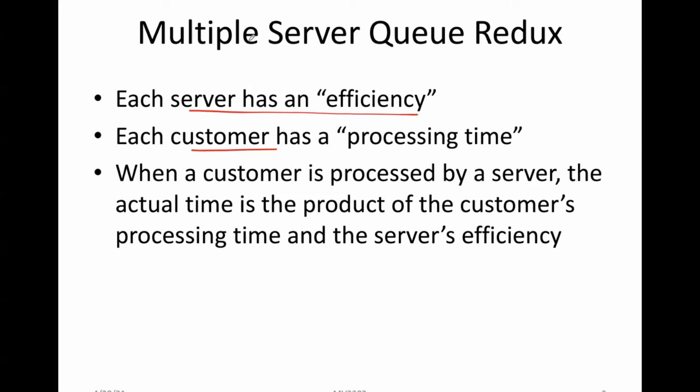Okay, so now, in our previous models, when we said we're going to start service, we needed to schedule an end service, and the delay time in that is the time it takes to process that particular customer. Now the customer is going to have their processing time, but we're going to multiply it by the server's efficiency. So if the server's efficiency is less than 1, it means they're going to go faster than normal. And if it's greater than 1, it means they're going to go slower than normal.